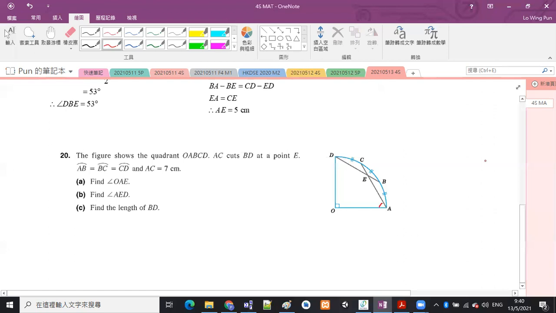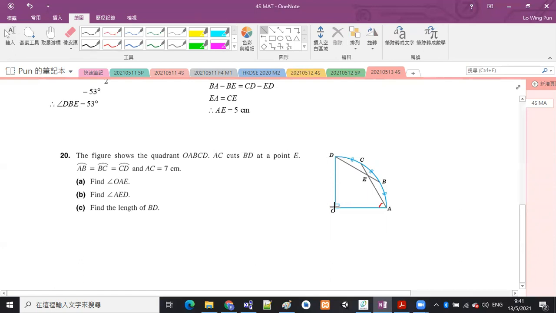Okay. So how can we use the equal arcs here? If we have equal arcs, we should have equal chords or equal angles, right? Okay. And in this case, in part A and part B, we are going to find angles. So we want to refer the equal arcs to equal angles. Okay. So we need to join some line first, because those angles must be angle at center or angle at circumference.